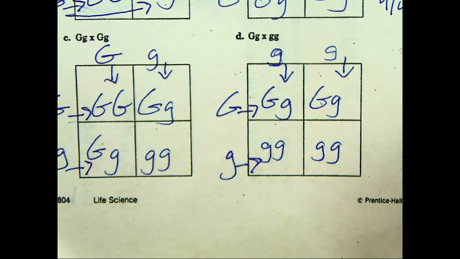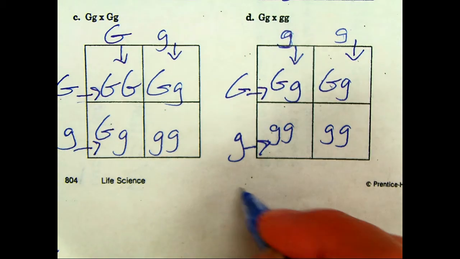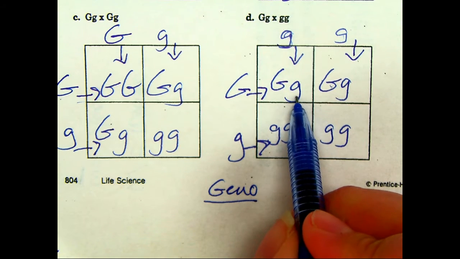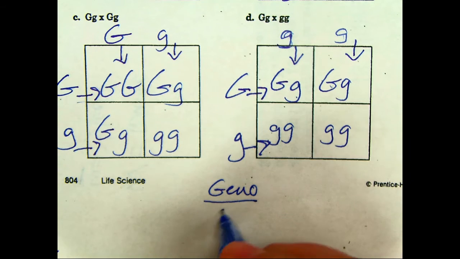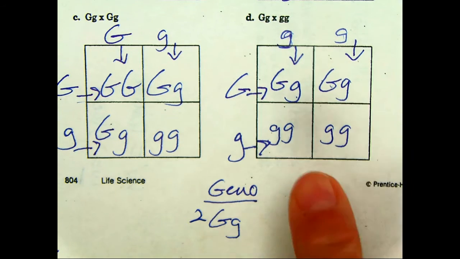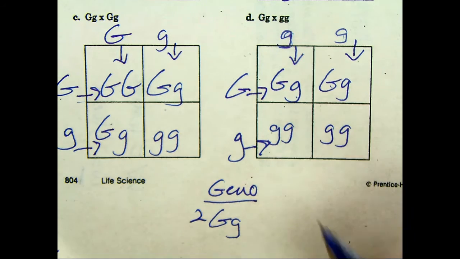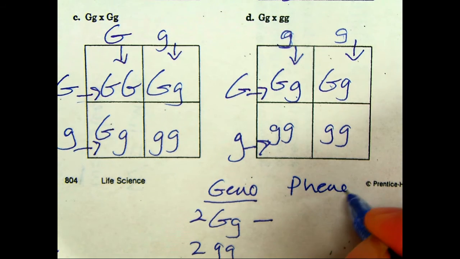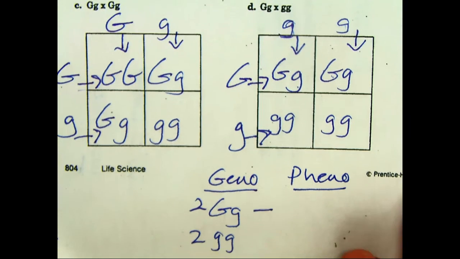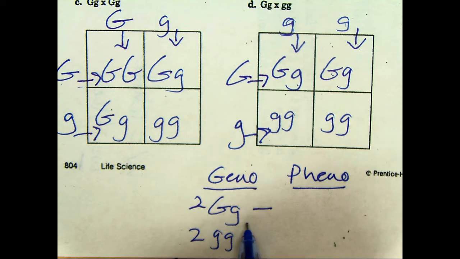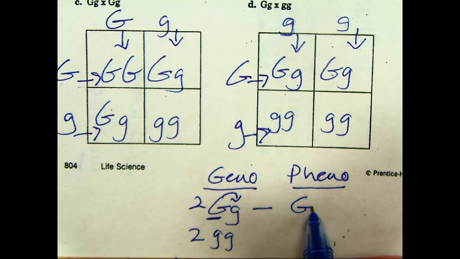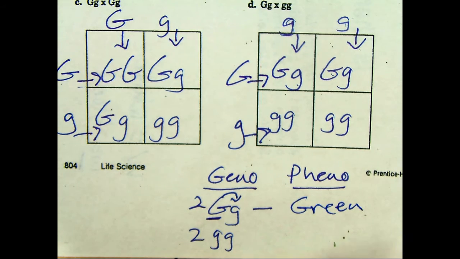So let's do our genotype and phenotype. So genotype, what are the letters? Okay, I've got big G, I have 2 of those. And then I have 2 little g's. All right, so what is our phenotype? So the phenotype for this, the big G beats up the little guy. So this is going to give me green. It codes for green pods.